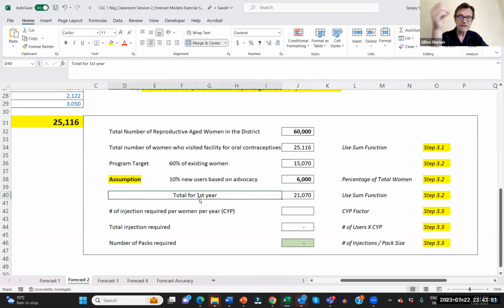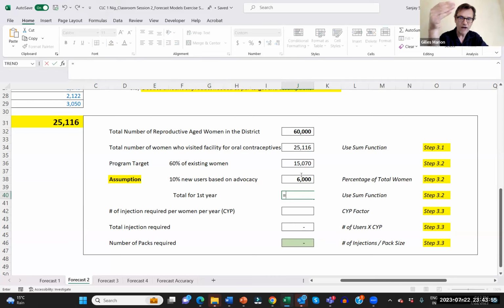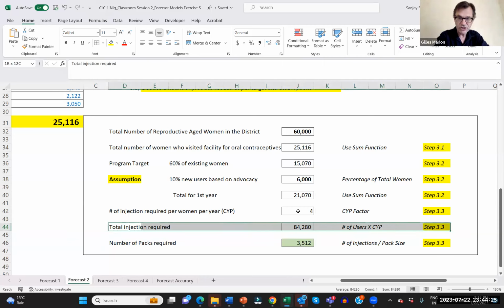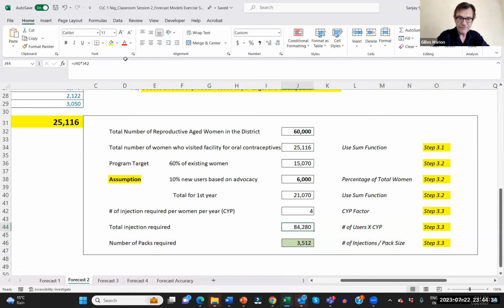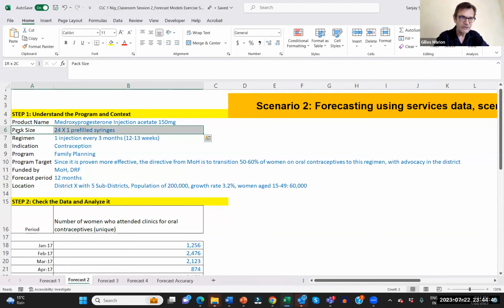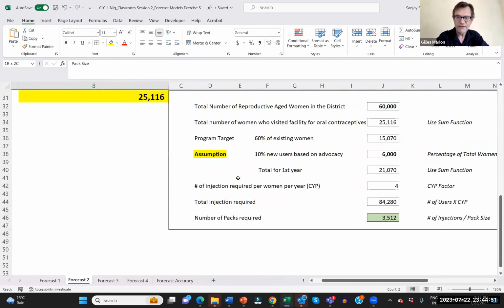So in the district, we have 60% of the existing persons who have consulted for oral treatment, plus 10% of the 60,000, which makes a total of 21,070 users. Because we have a couple year protection of four, we include it now, and that gives us the number of injections required: the total number of users times four, which means we need a total of 84,000 injections. We know there are 24 pre-filled syringes per pack, so we divide by 24.